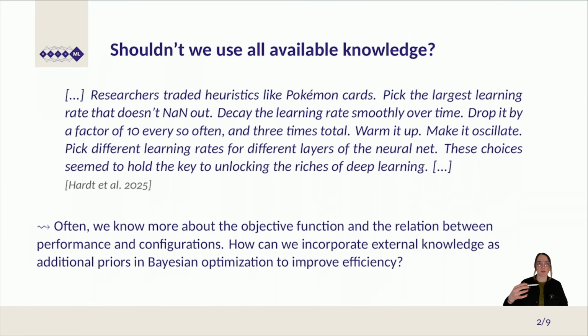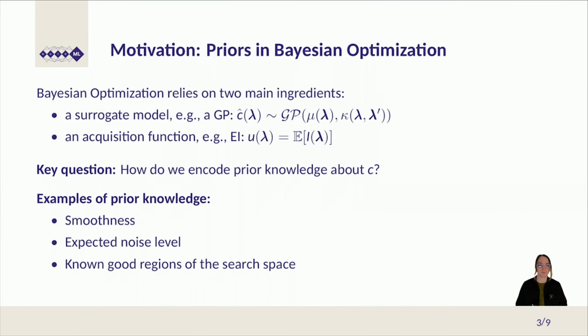Specifically, this whole module is about how we can increase the efficiency of Bayesian optimization to make it suitable for hyperparameter optimization. And today we will talk about how we can use heuristics that researchers and practitioners have collected and share. How can we encode this as additional priors in Bayesian optimization to improve the efficiency?